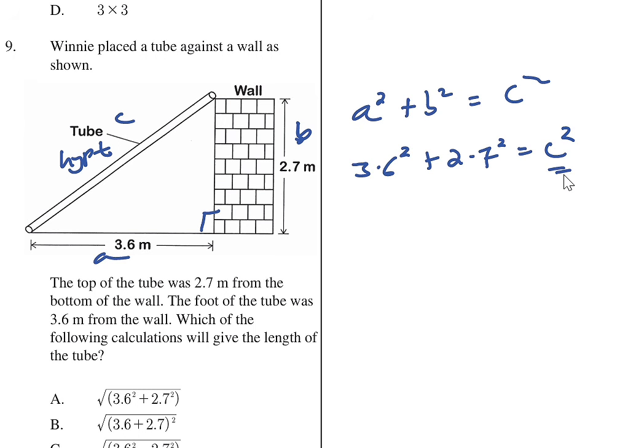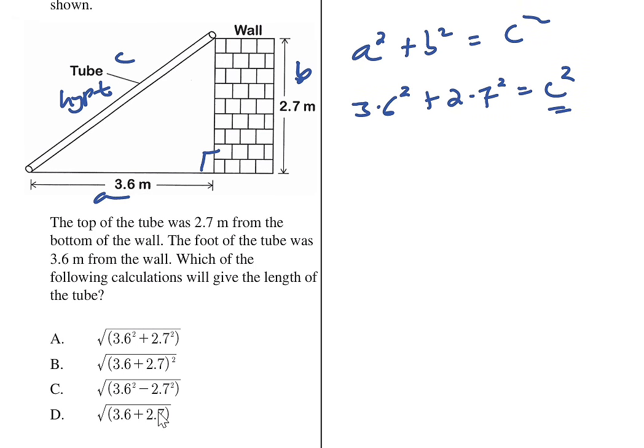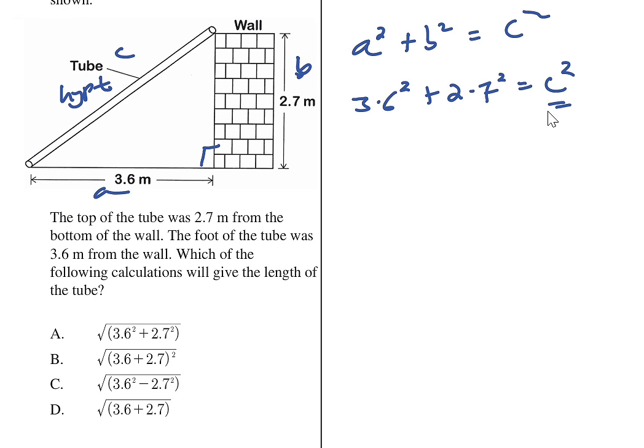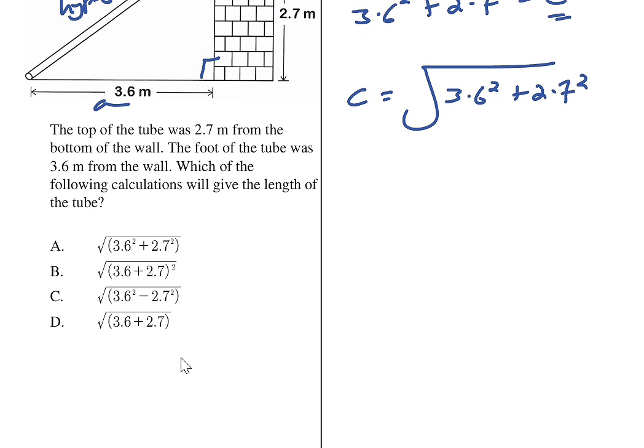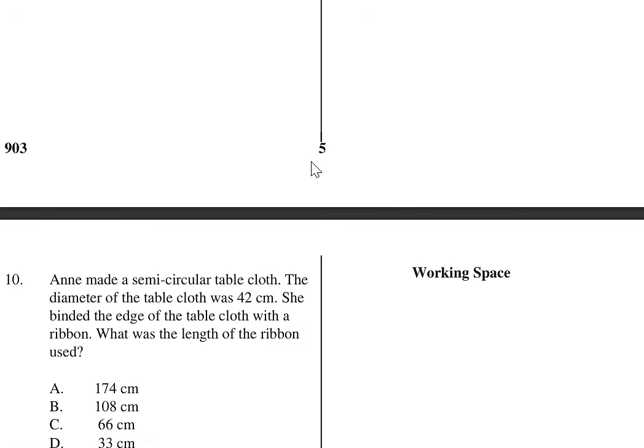So if you want to get C, it is the square root of these two. So C, because if you look there, the answers are in the form of square roots. So C will be the square root of 3.6 squared plus 2.7 squared. It takes square root on both sides, and therefore coming to the options, you can see the correct answer is A, not B, not C, not D. So this one has 3.6 squared plus 2.7 squared. We continue to number 10.